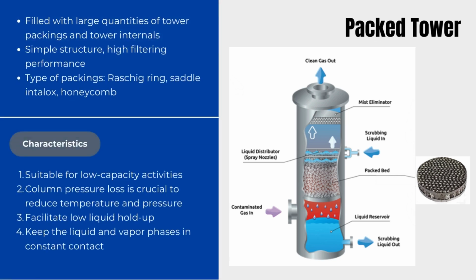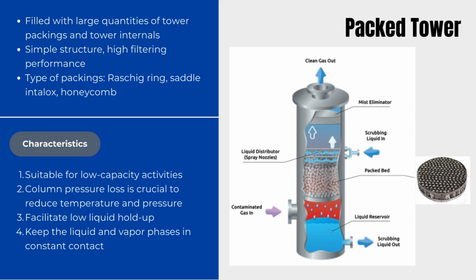Next, move on to the packed tower adsorption column. Different from the tray tower, the packed tower is filled with large quantities of tower packings and tower internals. It has a simple structure and high filtering performance. Actually, the working principle of the packed tower is almost the same as the tray tower adsorption column. The liquid enters from the tower top and is evenly distributed onto tower packings through liquid distributors and then flows down along the packing surface.